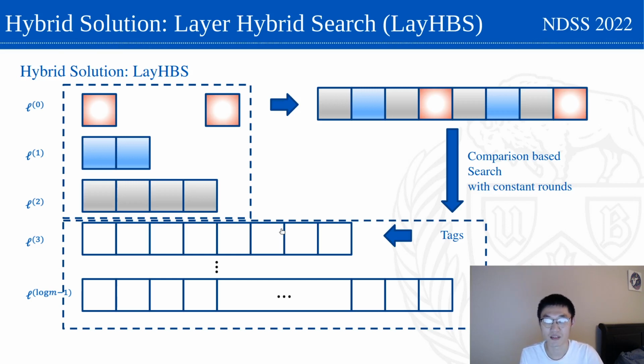So the round complexity actually is a bottleneck for the first several layers. It means that if we can combine the first several layers into a single array and use the comparison-based search to process this array, and later we switch back to the tag-based search for the rest of the layers, we should be able to save several rounds just from the top several layers.